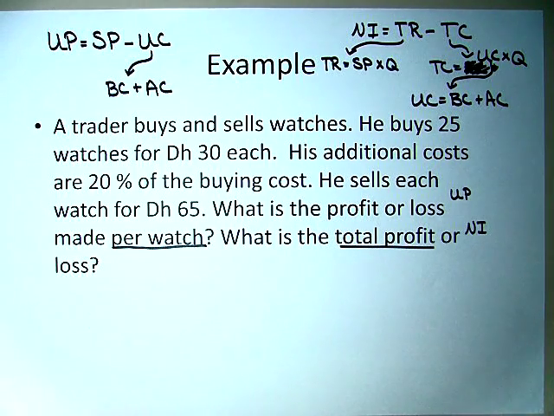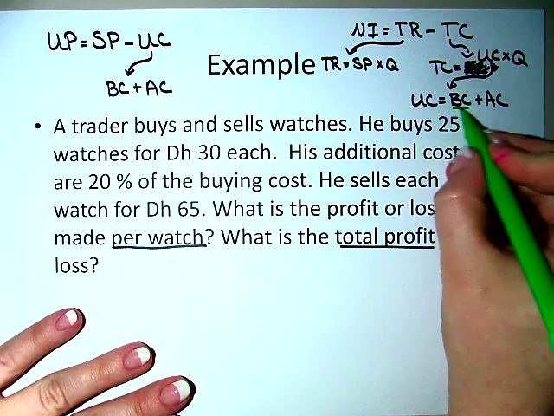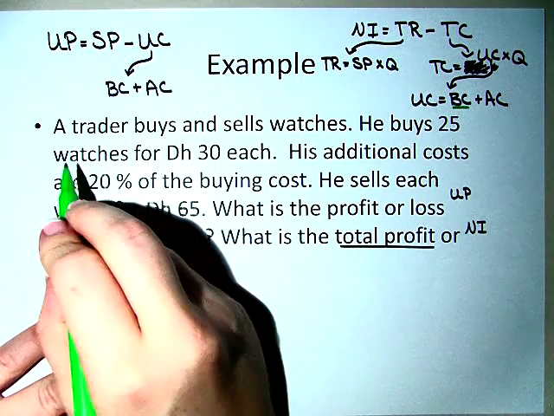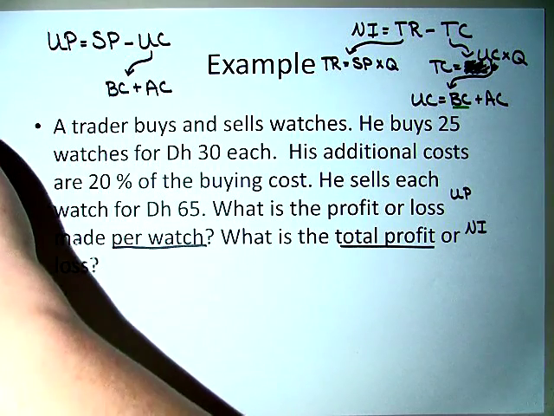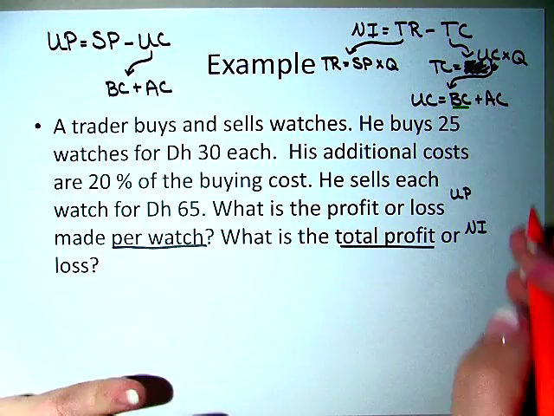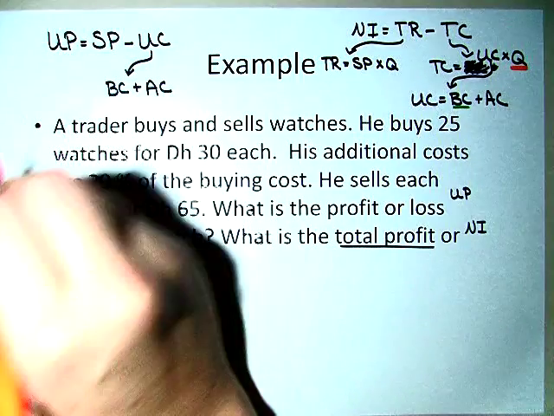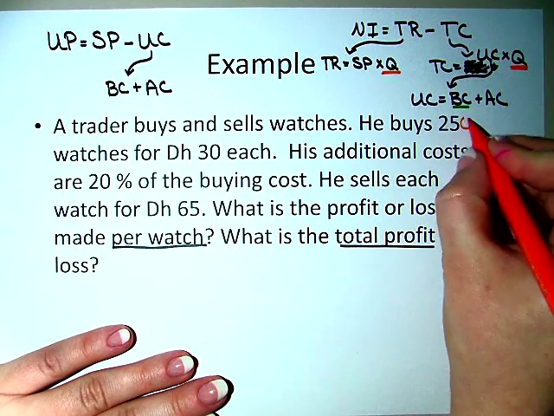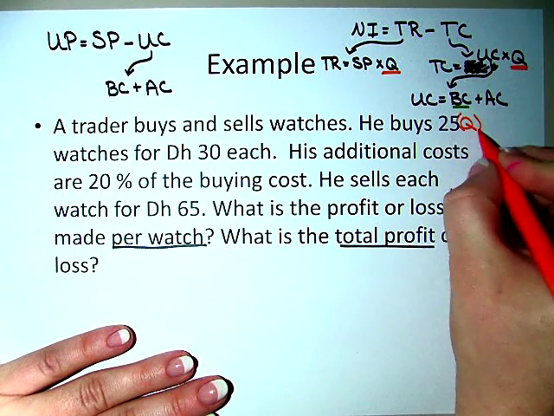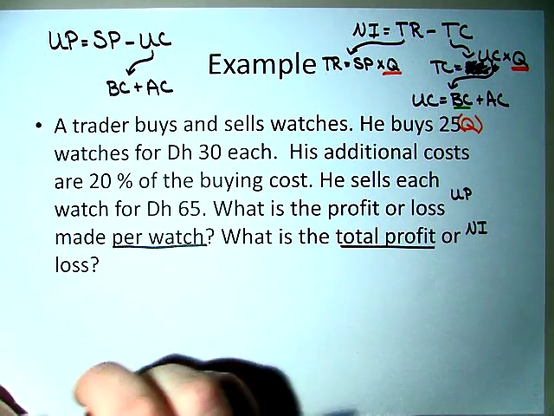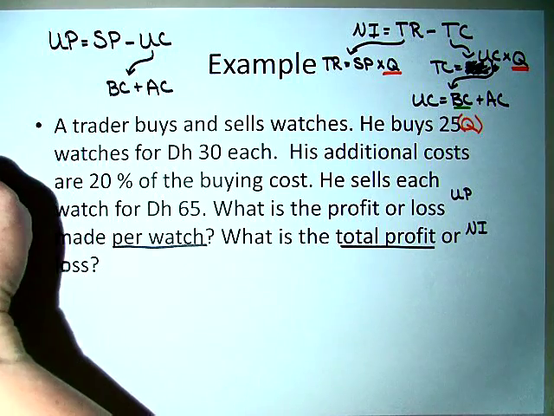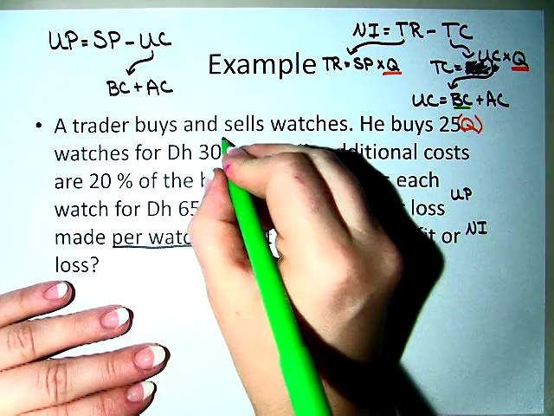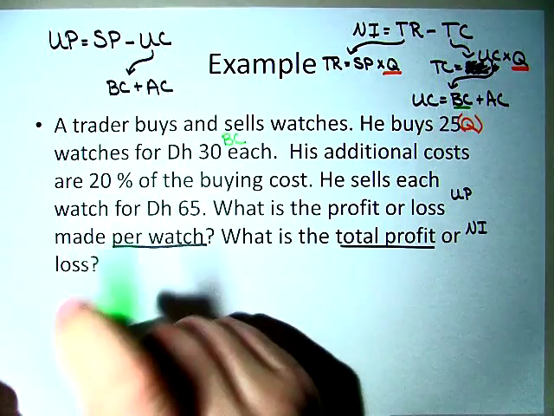But let's start with what we know. The buying cost. He buys 25 watches. Oh wait, what is that 25 watches? What do we call that? That is our quantity. So we have a quantity here and a quantity here, and 25 watches is the quantity for 30 dirhams each. Okay, so that is the buying cost.